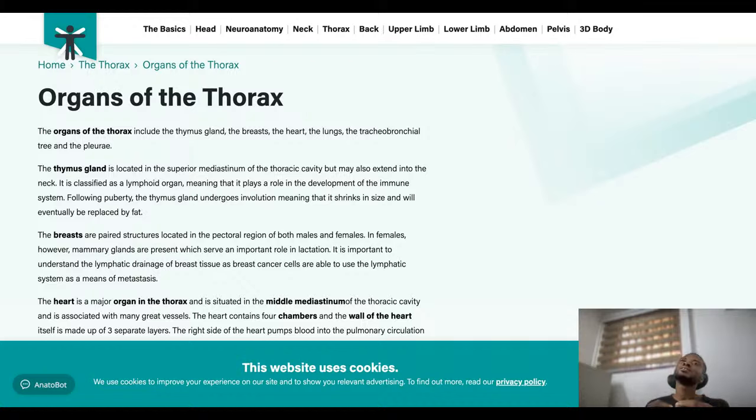The density of the thymus gland and the other structures around it are the same, so you don't really make it out. And then the breast is more pronounced, more visible in females. You don't see the male breast that much on the chest X-ray. The heart is there. The heart is really, really opaque.